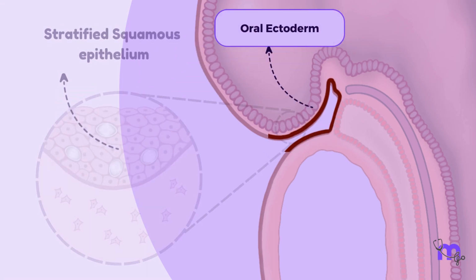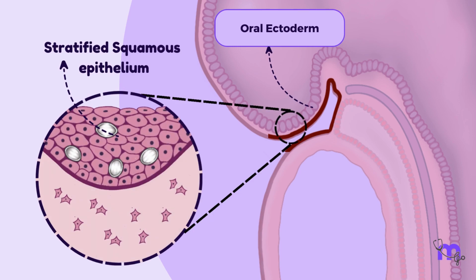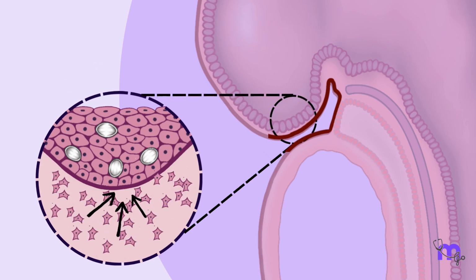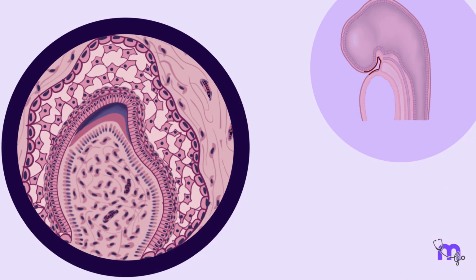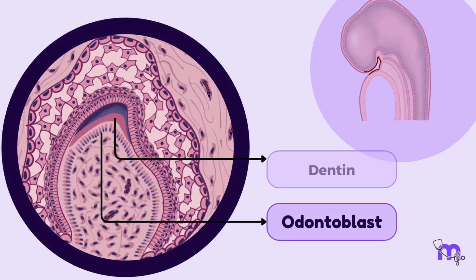It is composed of stratified squamous epithelium duly supported by the connective tissue of ectomesenchymal origin. These unique cells are derived from neural crest cells and migrate to this subepithelial region. These neural crest cells later form the odontoblasts, which form dentin.